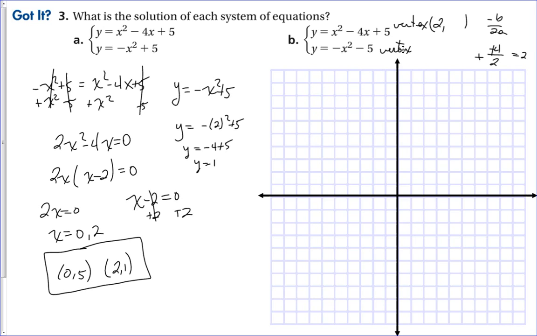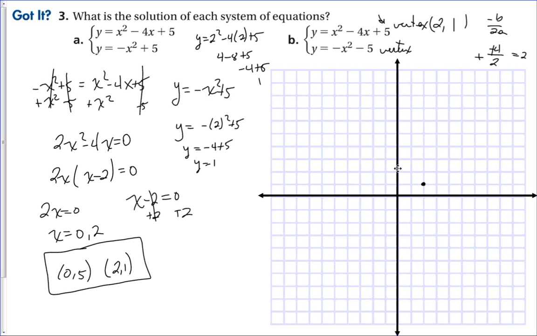All right, so when you plug it in, you're going to get y equals 2 squared minus 4 times 2 plus 5. So you're going to get 4 minus 8 plus 5, which is negative 4 plus 5, which is 1. So 2, comma 1. There's our vertex. Now for this one, our y-intercept is, remember, it's just c, so our y-intercept is 5.